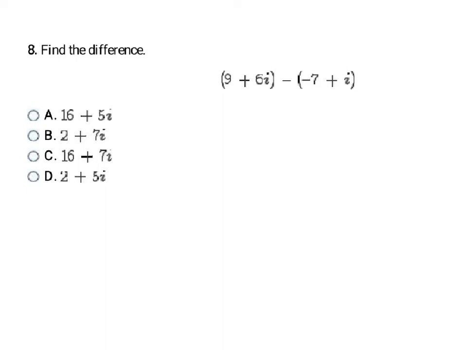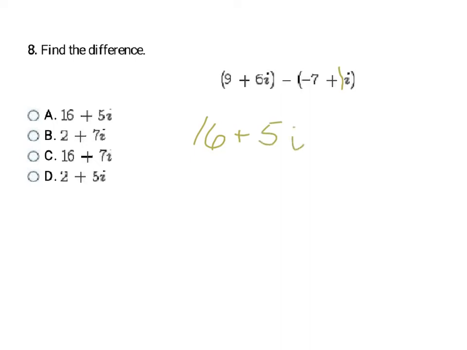Now, once again, as always, when you have subtraction, you're going to have to be more mindful of your signs. So one way you can do it is you can remember, okay, I'm going to do 9 minus a negative 7, which is 16. And you can always use your calculator to double check your signs. There's no shame in that. And then 6i minus i. And 6i minus i, there's an invisible 1 in front of there, is 5i.